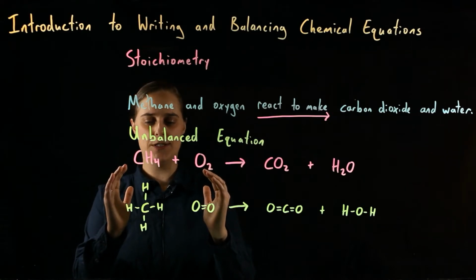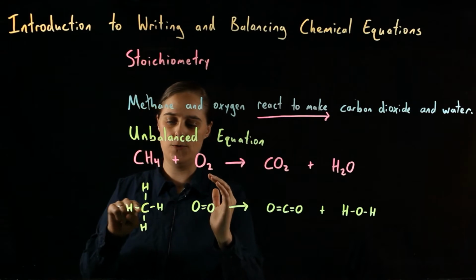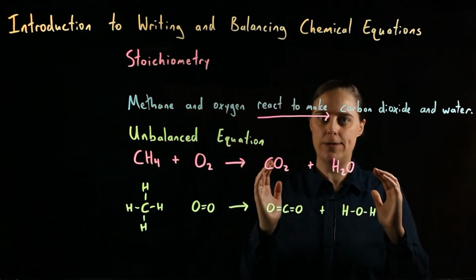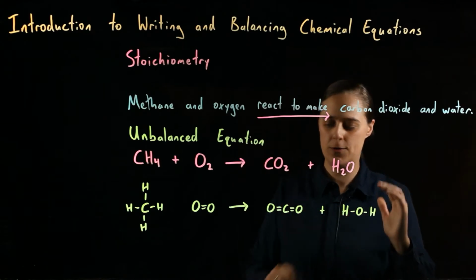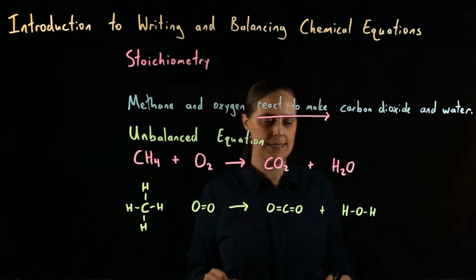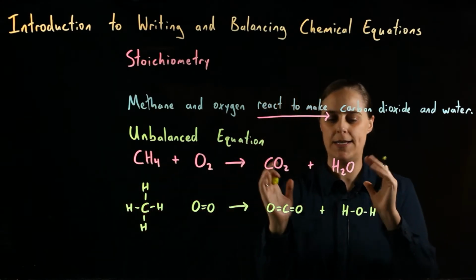Next, let's look at hydrogen. Before the reaction, we have a total of 4 hydrogen atoms. 1, 2, 3, 4. Afterwards, we only have 2. 1, 2. That's a problem. We want the same number of atoms of each element before the reaction and after.